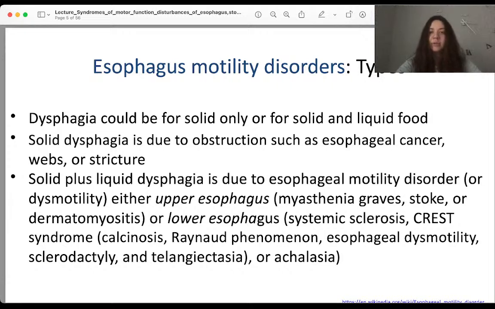Or it can be connected with the lower esophagus, for example, due to systemic sclerosis, CREST syndrome, which includes, I remind you one more time, calcinosis, Raynaud phenomenon, esophageal dysmotility, sclerodactyly, telangiectasia, or, for example, due to achalasia. You remember the previous picture.